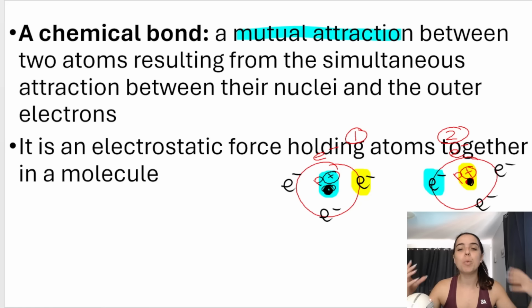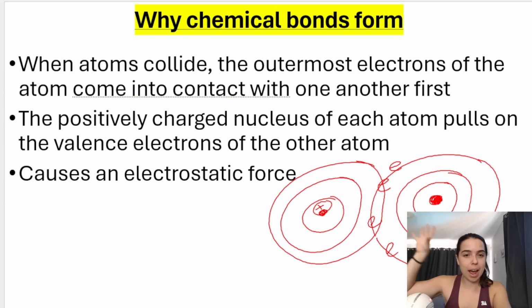And basically what happens is these atoms move closer, they move to an optimal distance from one another where their energy is the lowest. We'll get to that in the next video. And then they form a bond. It's a force holding the 2 atoms together. And this is essentially what happens.